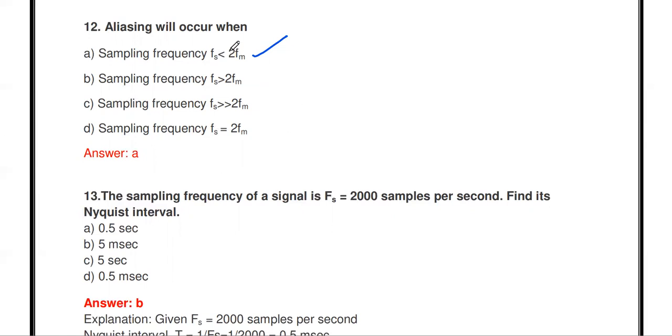Whenever the sampling frequency is selected less than 2 fm, at that condition only we will get the aliasing. Okay.